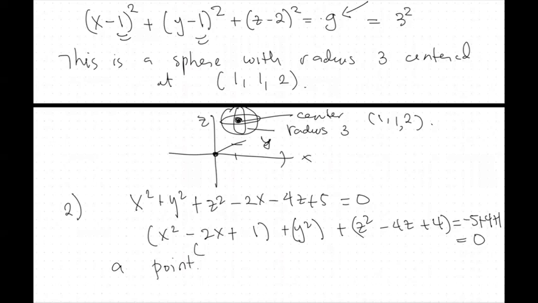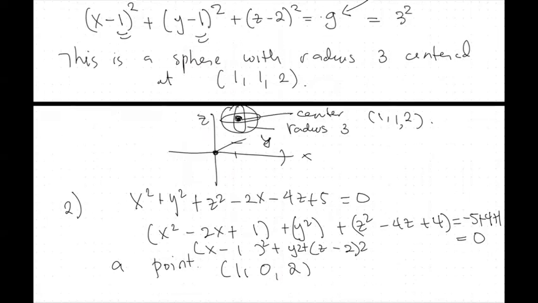So if we simplify this, we get (z minus 2) squared, and then (x minus 1) squared. The point is given by (1, 0, 2). This 1, 0, 2 corresponds to this one. This is (y minus 0) squared.